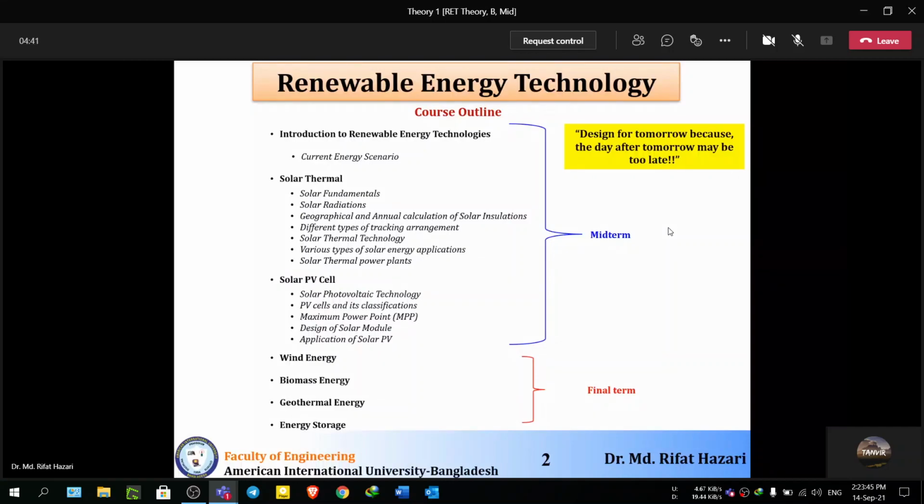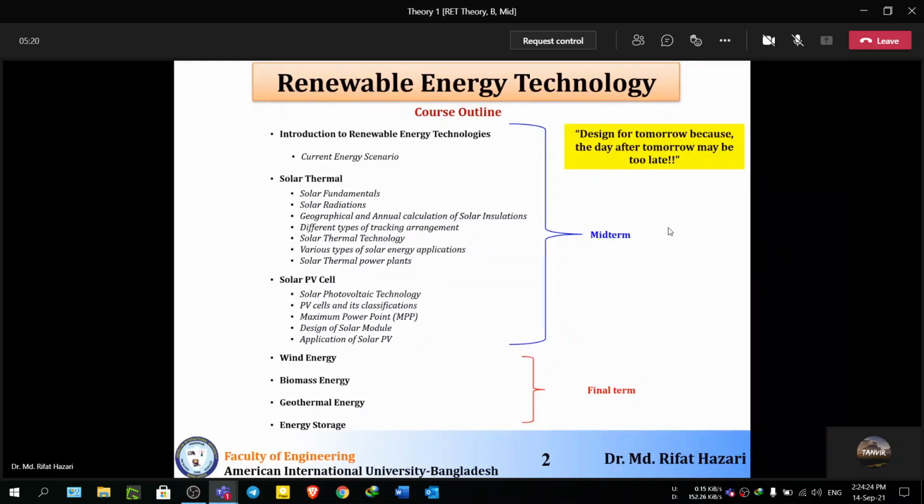Renewable energy is a vast field. There are a lot of things to learn and a lot of things to adapt. But we will overview all the things, maybe in a small portion, so that you get the basic ideas and get the interest to learn more about renewable energy in the near future. Also, the motivation is that you will be benefited in your job life also. So this is the motivation of this course.